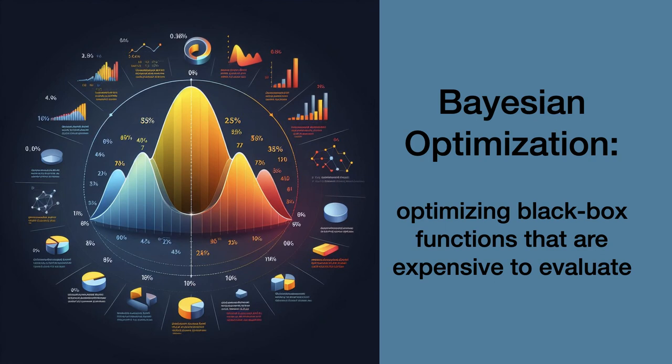In summary, Bayesian optimization differs from random search and grid search in that it incorporates past evaluations to guide the search towards promising regions of the hyperparameter space. This makes it a more efficient method for hyperparameter optimization.